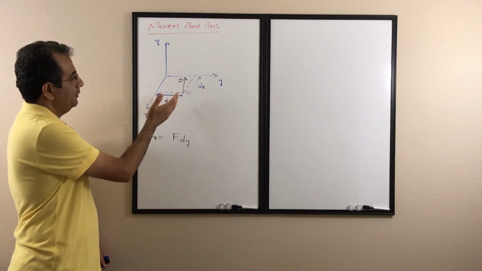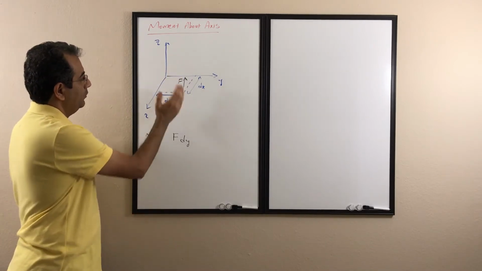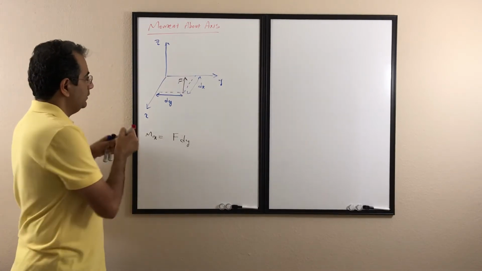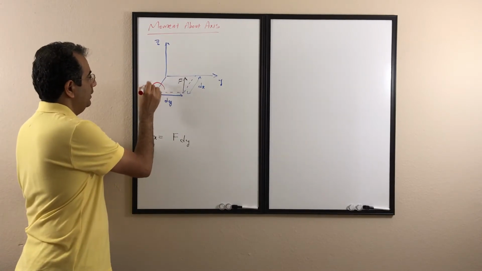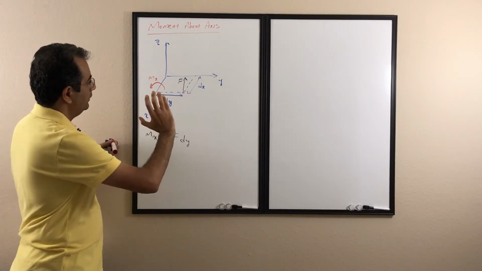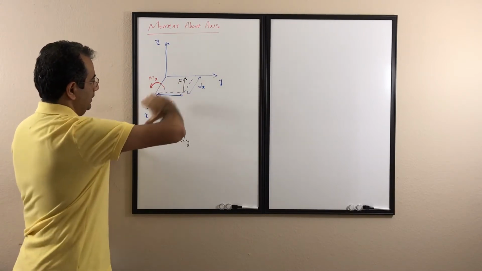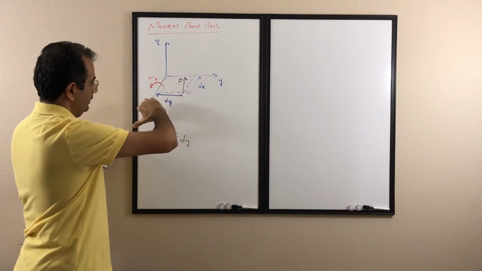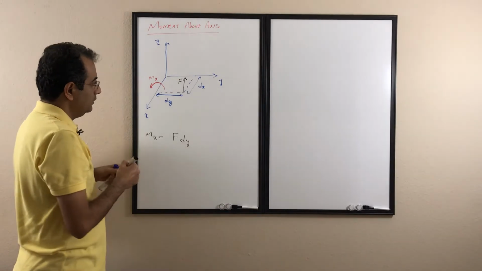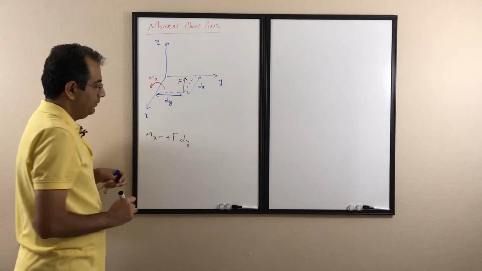For example, here, if you look, the F rotates like that about the x, so Mx is going to be rotating like this about the x-axis. So if I put my forefinger and rotate it, my thumb is going to be in the direction of the positive x, so its magnitude is going to be positive.